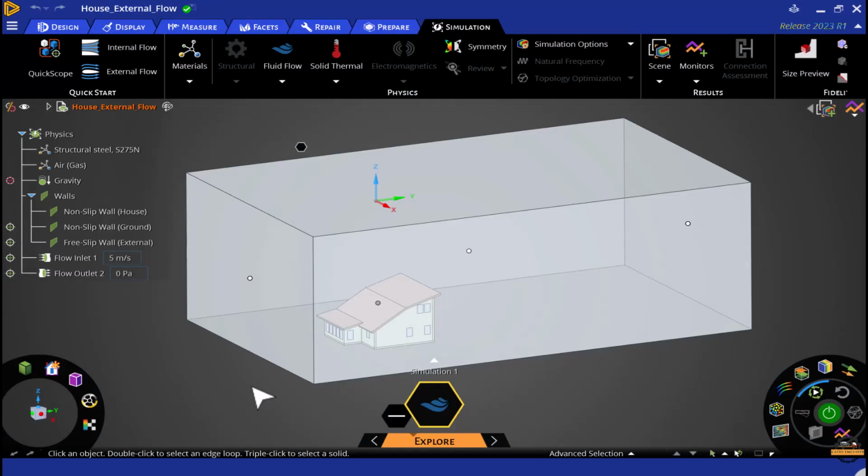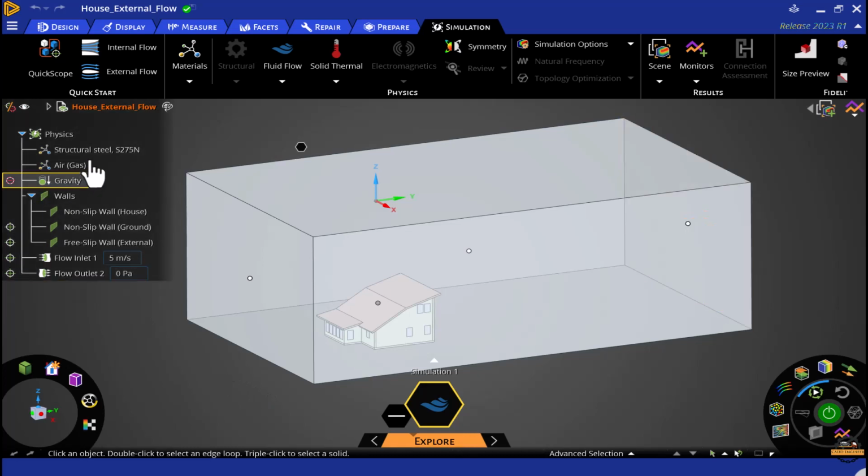Welcome to CAD Engineer. In this problem, we are going to see a steady state flow simulation over a house to compute the fluid flow field and the fluid force on the building. The simulation shows the behavior of the airflow around the house and computes the steady state with the wind loading on the house. Let's see how to do that.